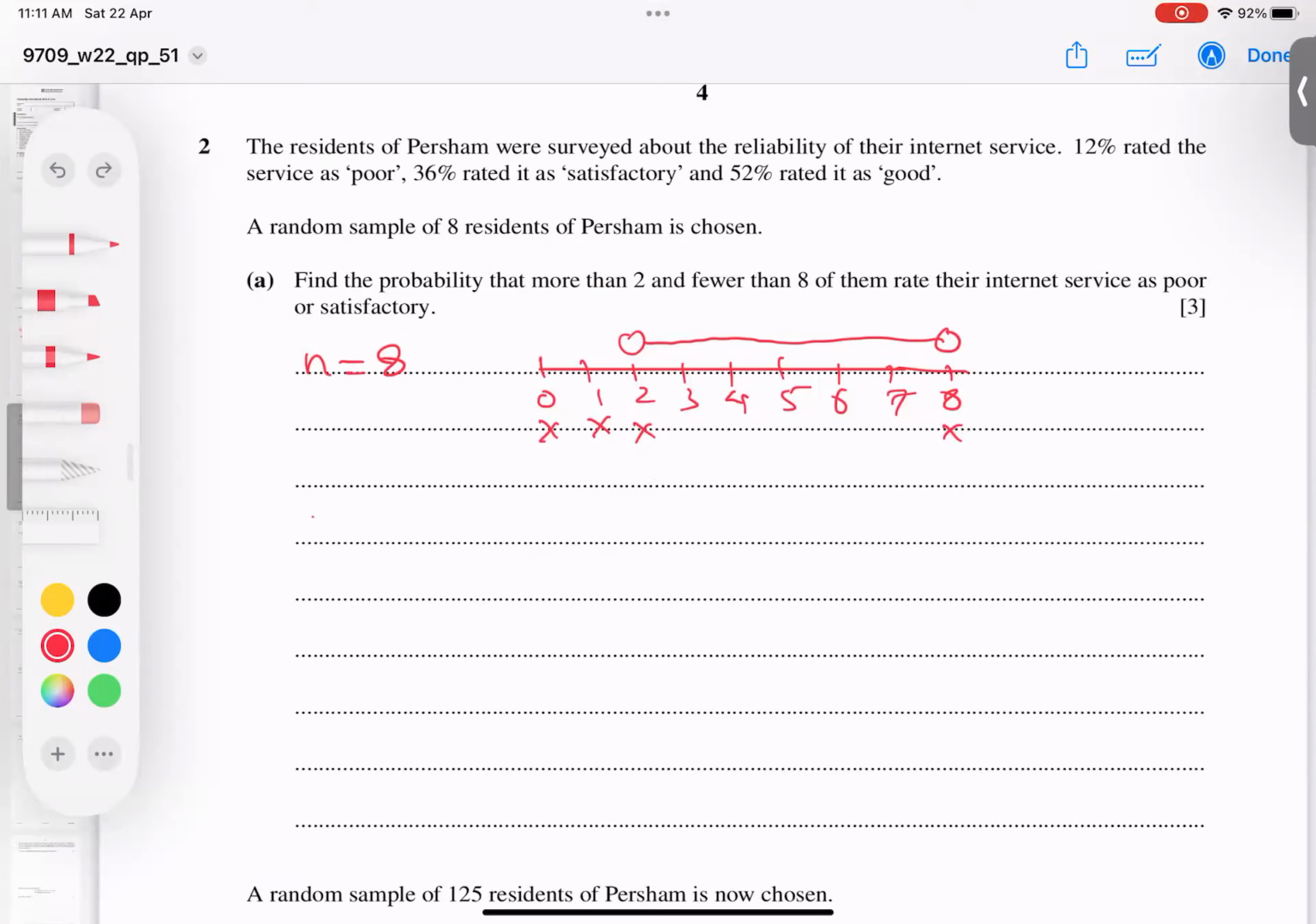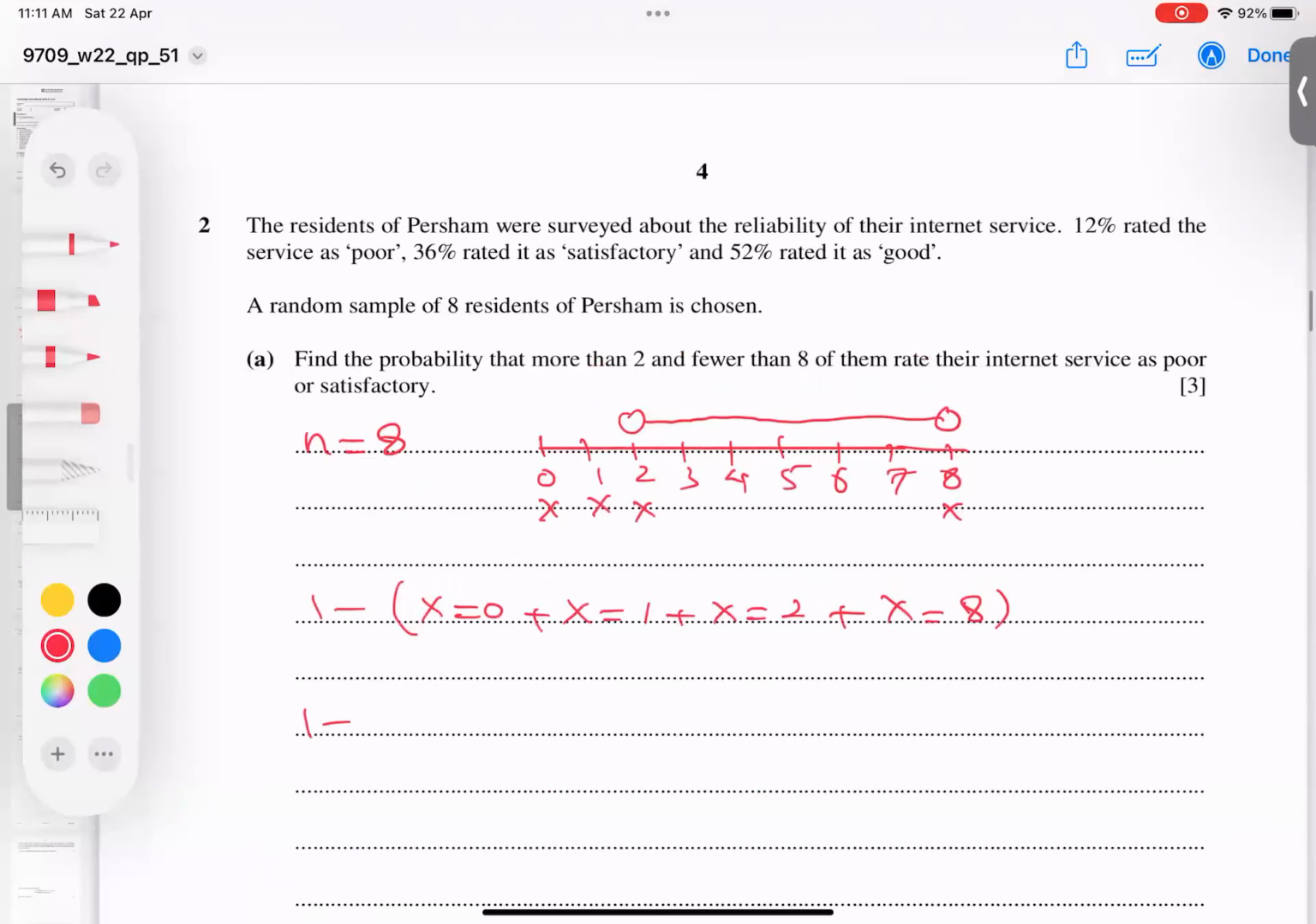So let's start: 1 minus the probability of x equal to 0, plus x equal to 1, plus x equal to 2, and plus x equal to 8. According to the situation, the n value is very clear, the sample, but what is p? Because you talk about satisfactory, and the satisfactory condition is 36%. So 0.36 is my probability, and q is 1 minus 0.36, which gives me 0.64.